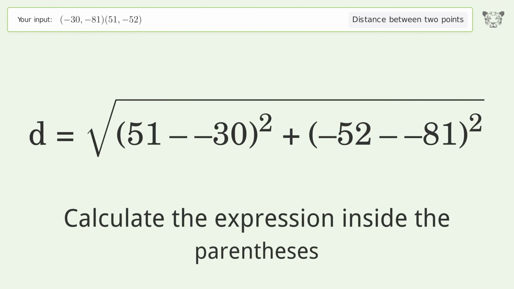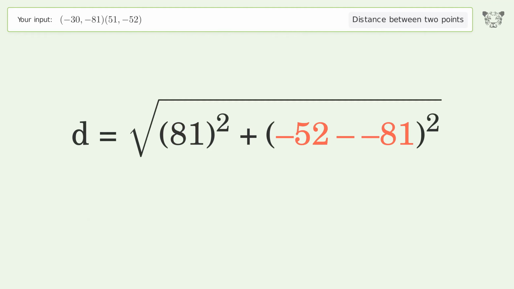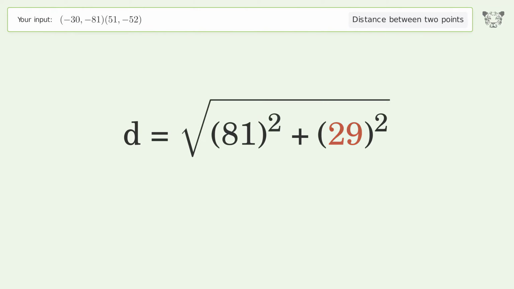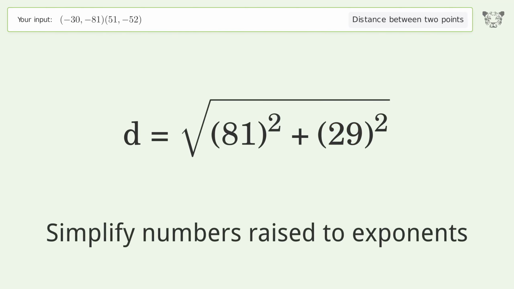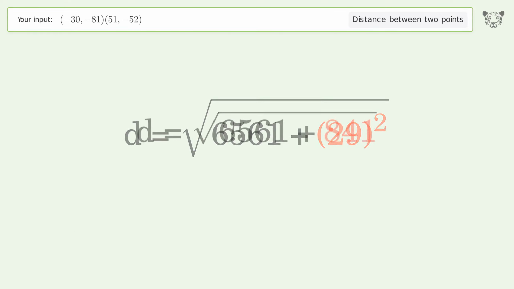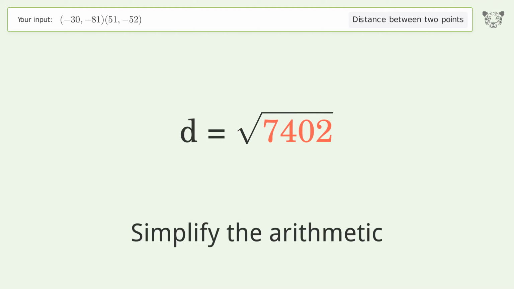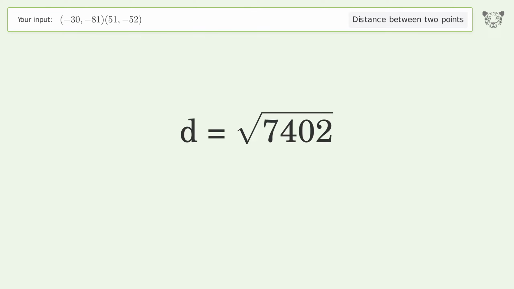Calculate the expression inside the parentheses. Simplify numbers raised to exponents. Simplify the arithmetic. And so the distance between the 2 points is the square root of 7,402, or 86.035.